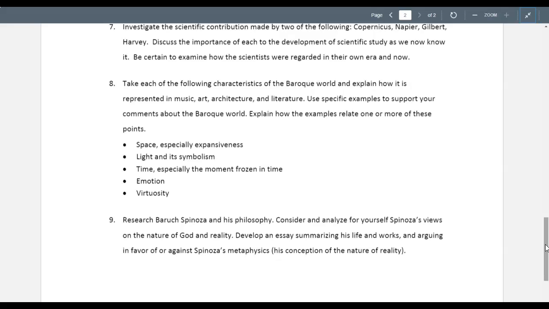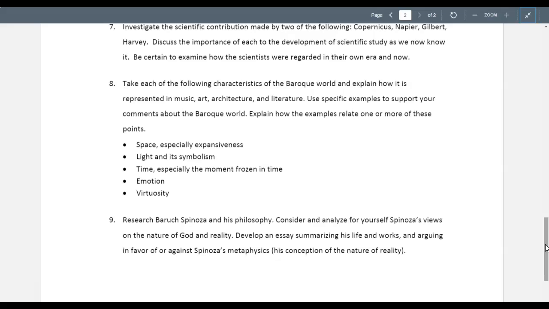Spinoza had a major influence on a number of areas, especially in his views about, as I said here, the nature of God and reality. So I want you to discuss partly in your essay about his life and the importance of his works. And then I want you to read his philosophical position. That's what metaphysics is, how he views the world, the nature of reality.